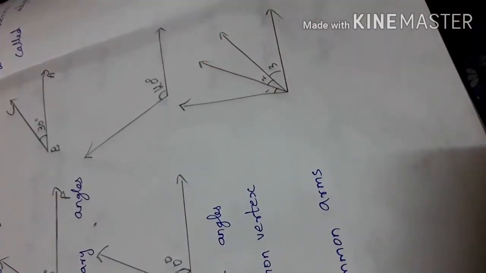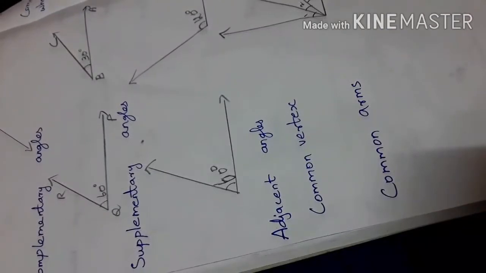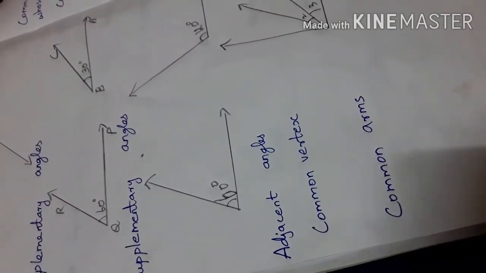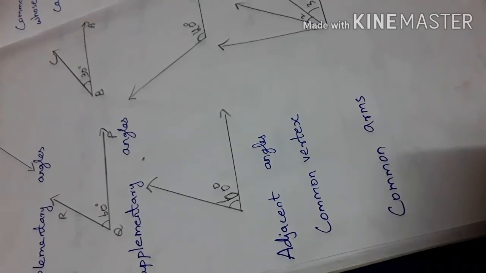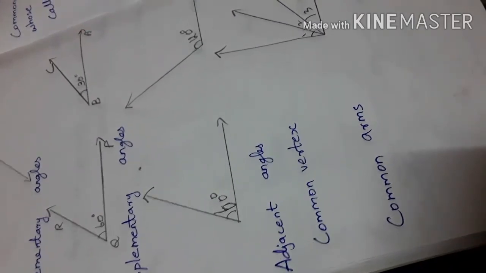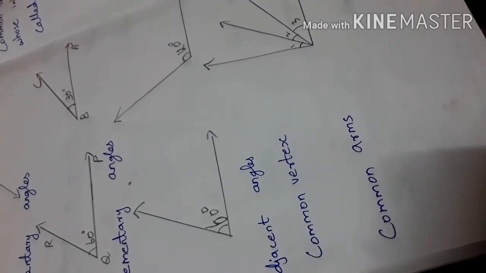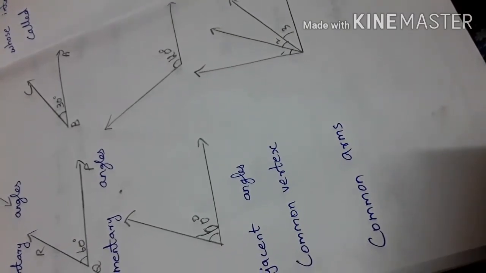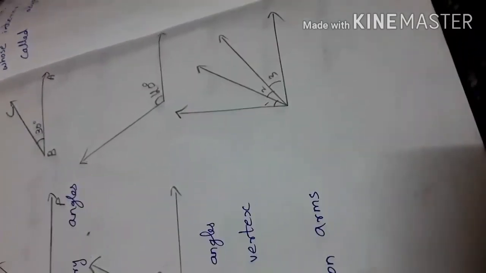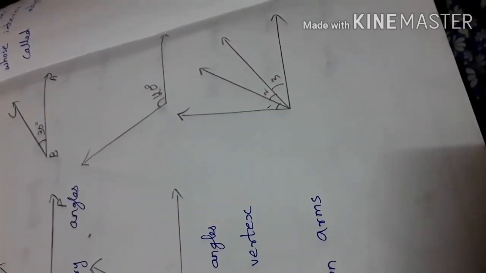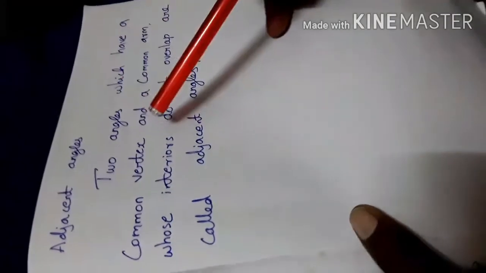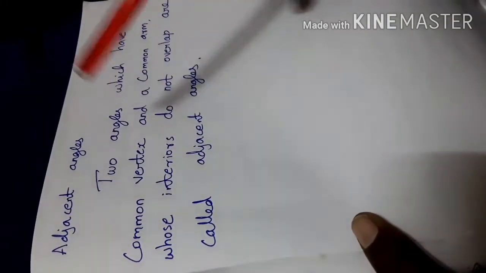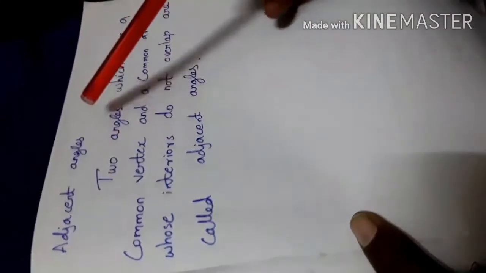All these we studied in 6th standard. All these angles, lines, everything we studied in 6th standard. These all join together. Now we are going to see the new concept, that is adjacent angles.